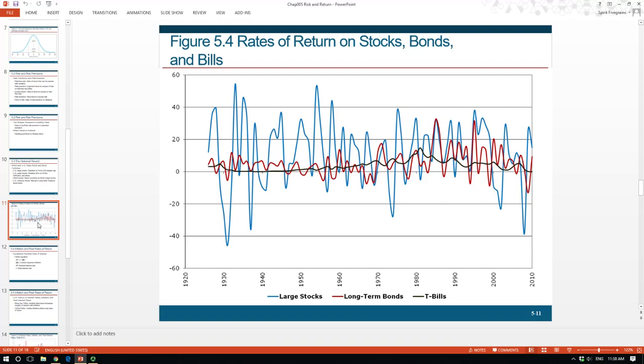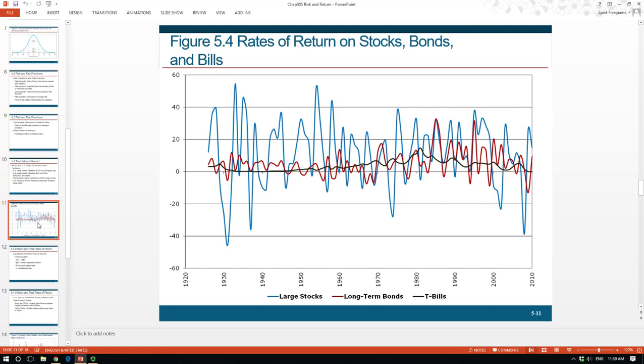What you see here is the history between 1926 and 2010. That's virtually 90 years of history on the financial markets in the United States. The blue line here is the historical return for large stocks, the red one is for long-term bonds, and the black one is for T-bills. Intuitively you would say, hey, this blue line goes up and down like crazy, right? And by saying crazy, you mean there's great volatility, right?